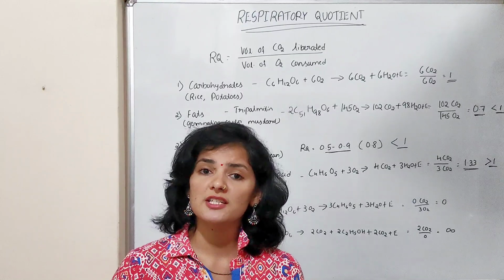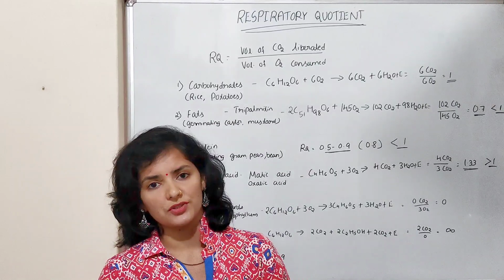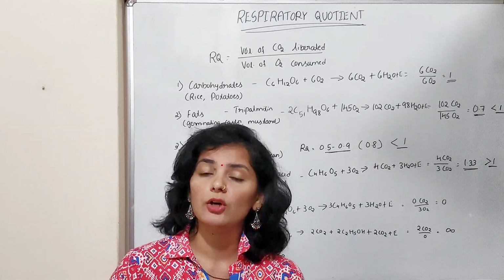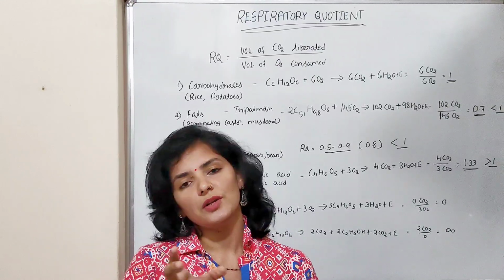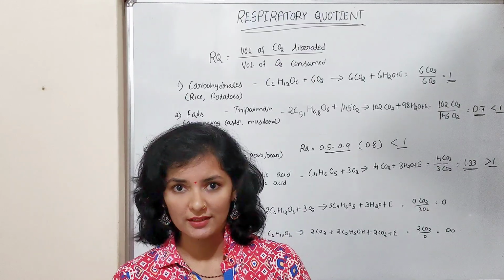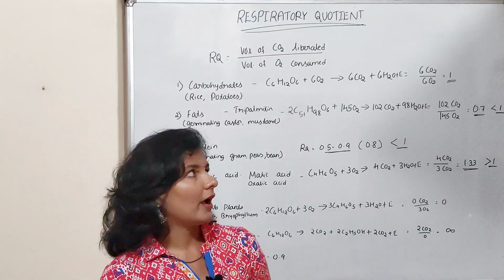You all know that during the respiratory pathway, to produce energy, there are many types of substrate used, like carbohydrate, fat or protein. So many kinds of substrate are used during the respiratory pathway to produce energy. So depending on what type of substrate is used, the RQ value varies.